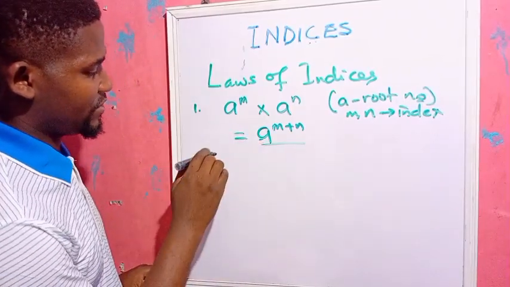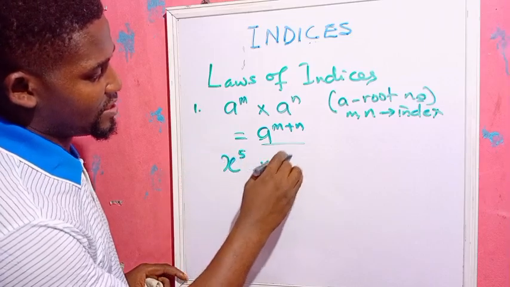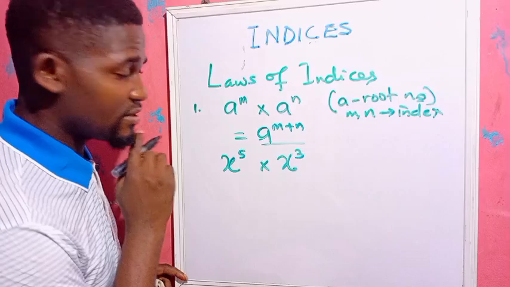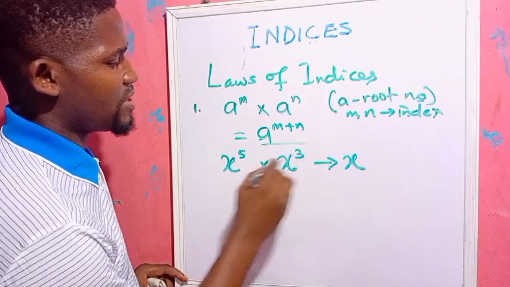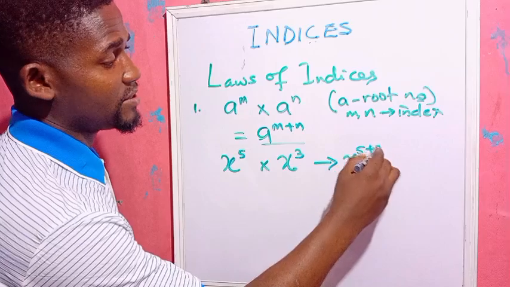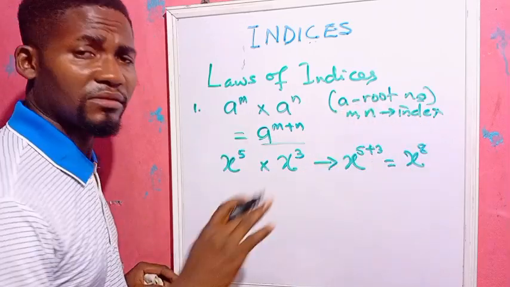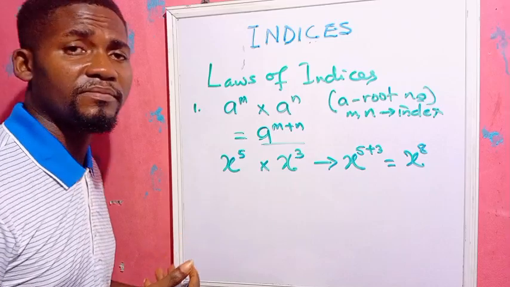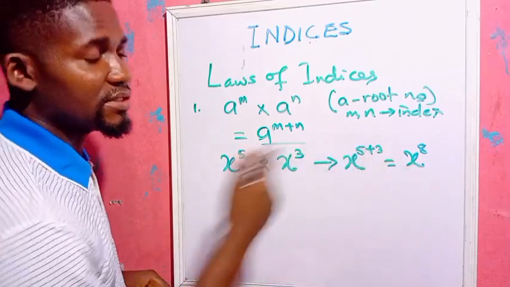Let's take, for instance, x raised to the power 5 times x raised to the power 3. We just pick one of the x and we have what? x raised to the power 5 plus 3, which becomes x raised to the power 8. That's my answer. The normal method, you can multiply this all through, and we'll still get the same answer.